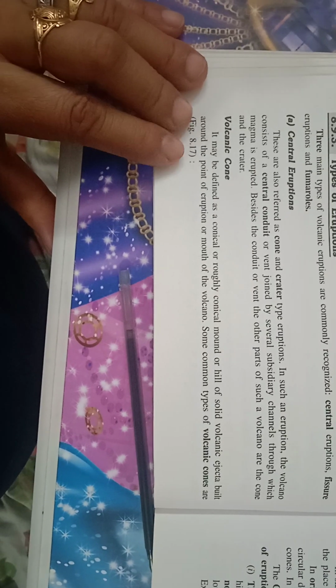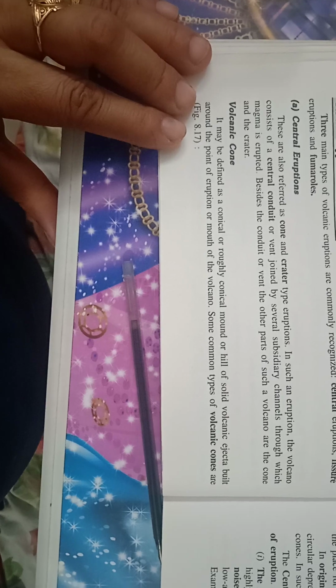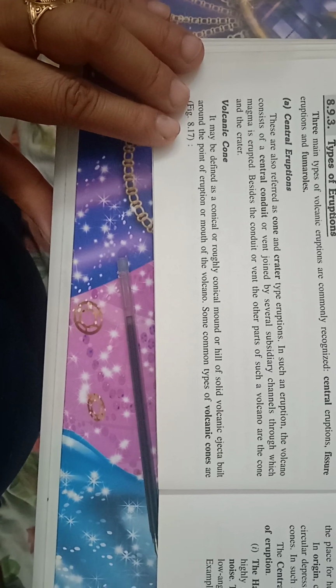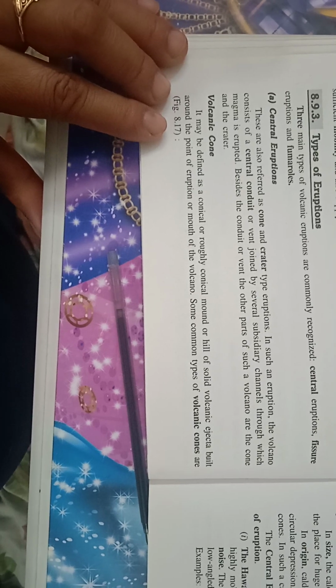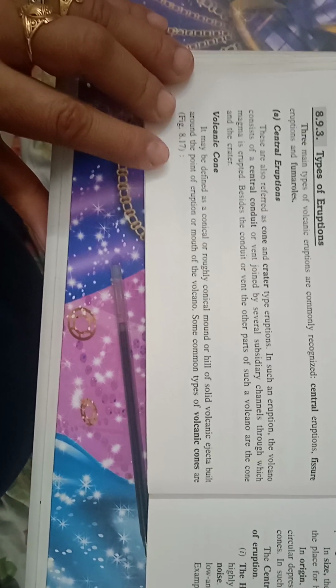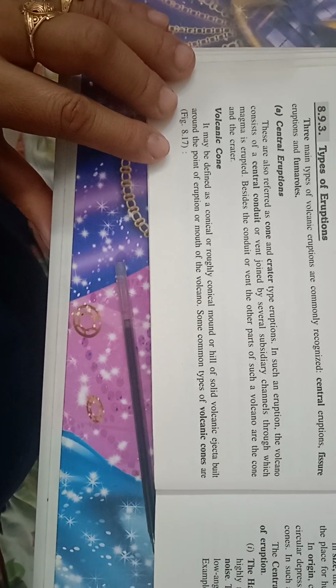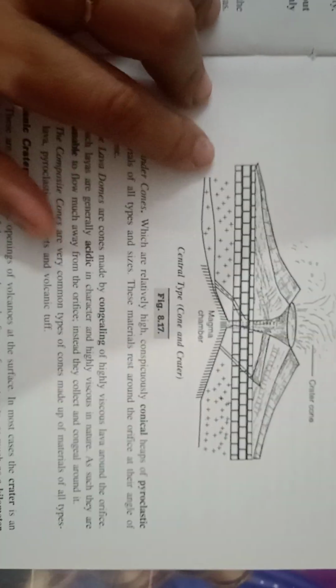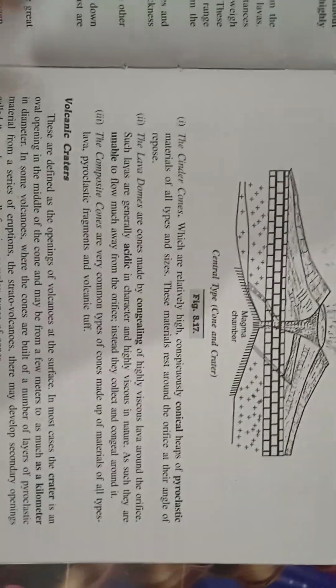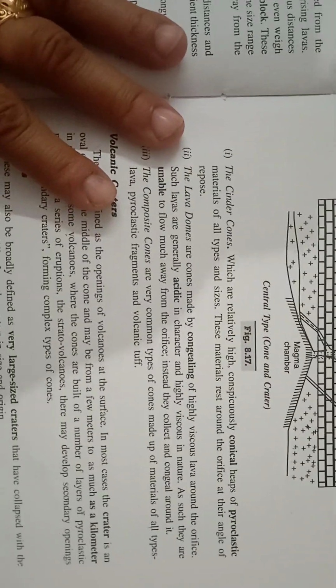Volcanic cones may be defined as conical or roughly conical mounds or hills of solid volcanic ejecta built around the point of eruption or mouth of the volcano. Some common types of volcanic cones are in this figure. Don't forget to make it. Make it with labeling, and you will get extra marks.